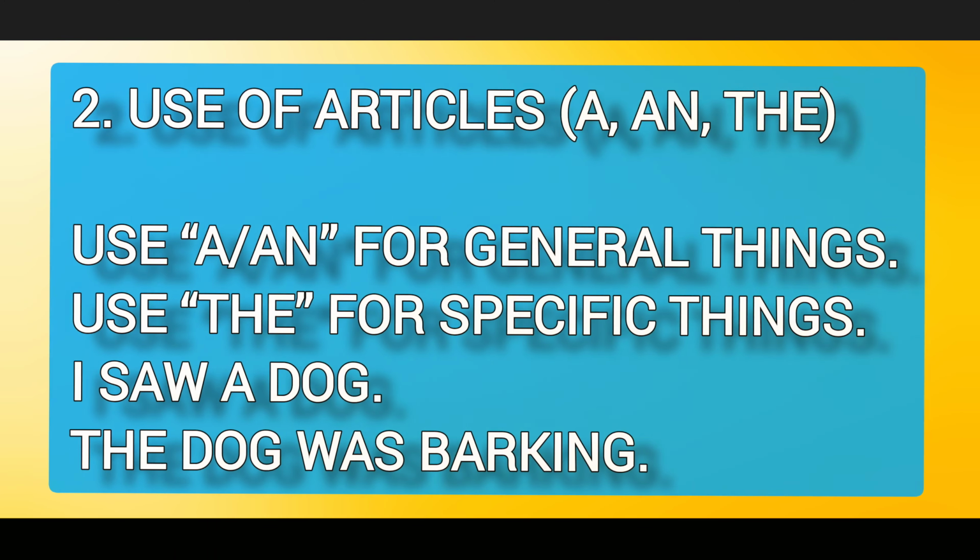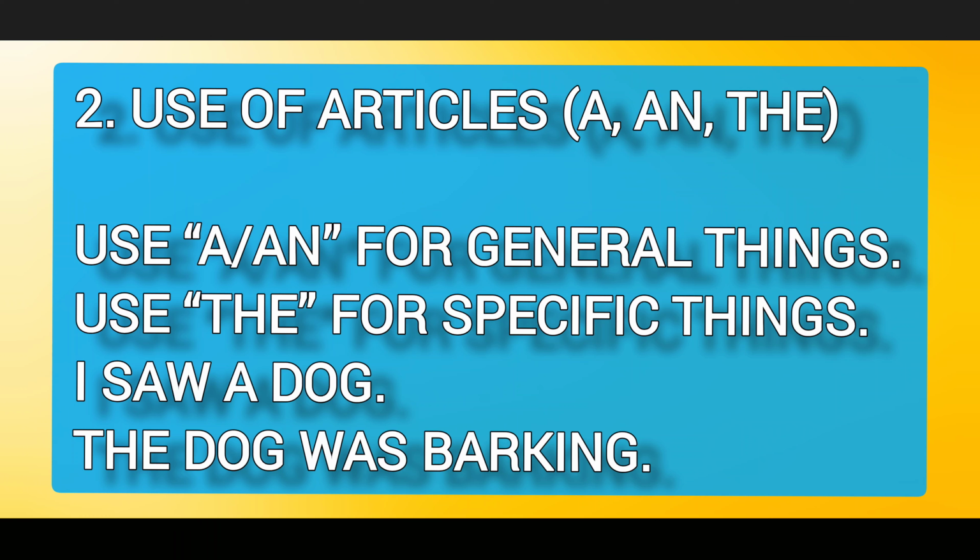And next rule here is use of articles a and the. Use a for general things and use the for specific things. For example, I saw a dog, and one more example here, the dog was barking.